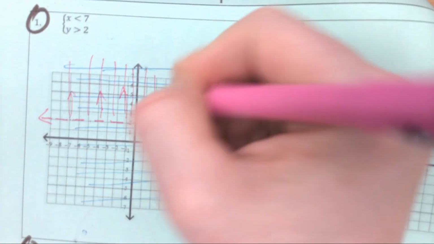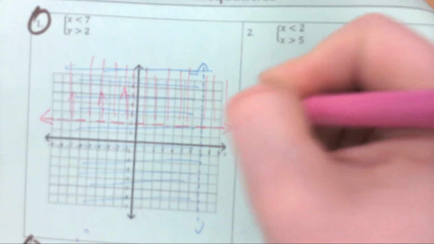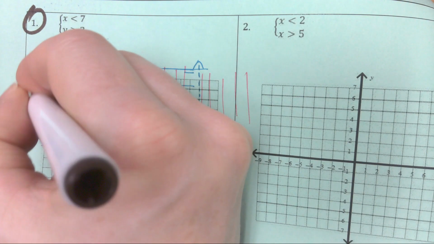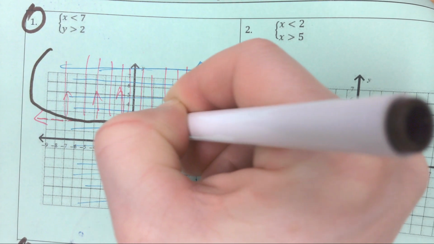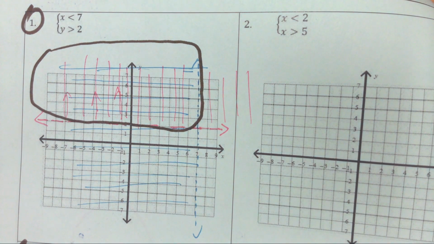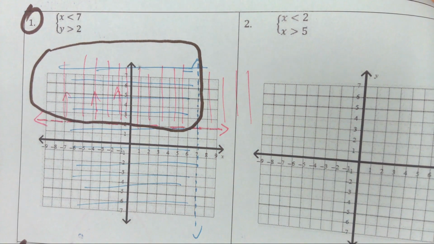Okay, so the region where the solution would be is everything that's below that pink line and to the left of that. I'm just circling it. You don't have to circle it. I'm just trying to point to where the solution would be.